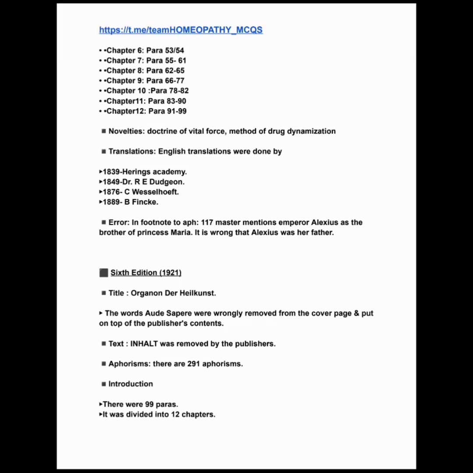In the footnote of aphorism 117, the Master mentions Emperor Alexius as the brother of Princess Maria. It was wrong; Alexius was her father. Now we will discuss the sixth edition of Organon. The sixth edition of Organon was published in the year 1921.